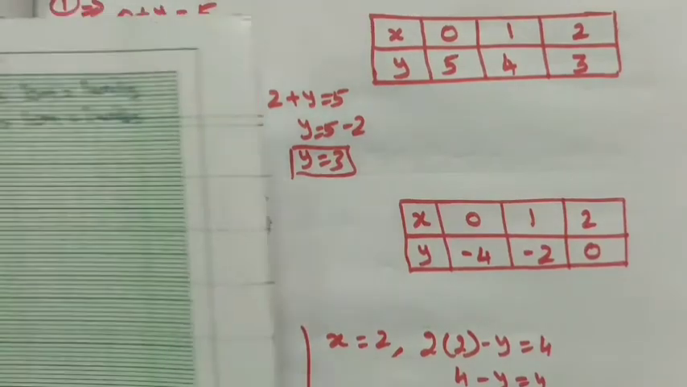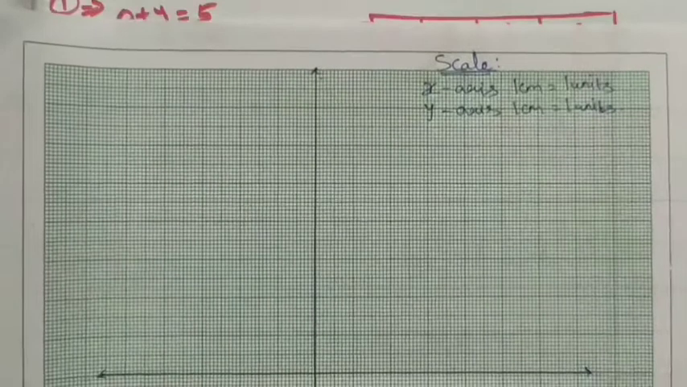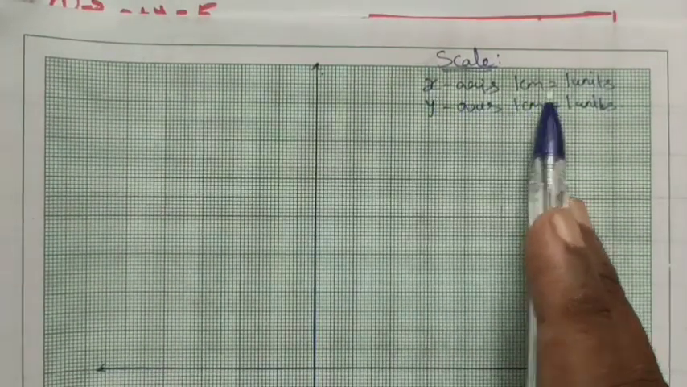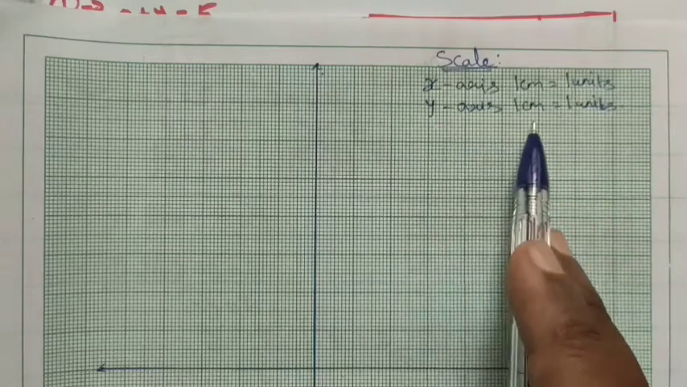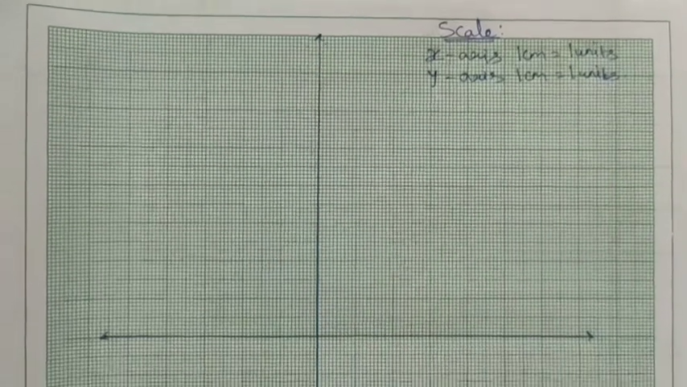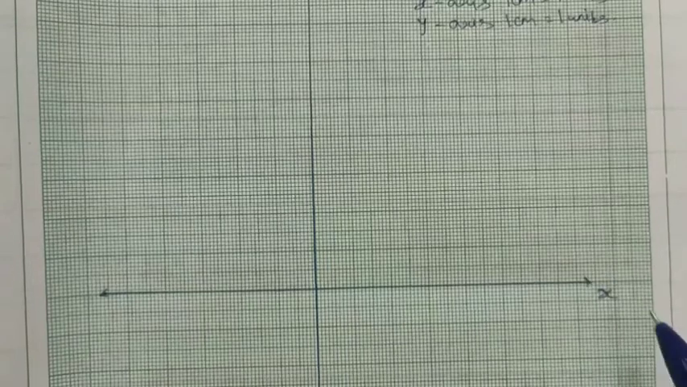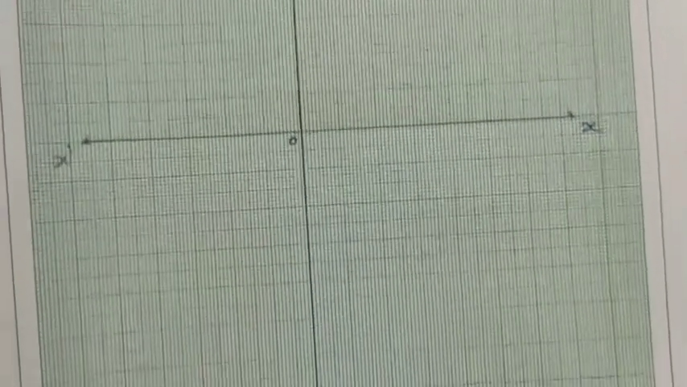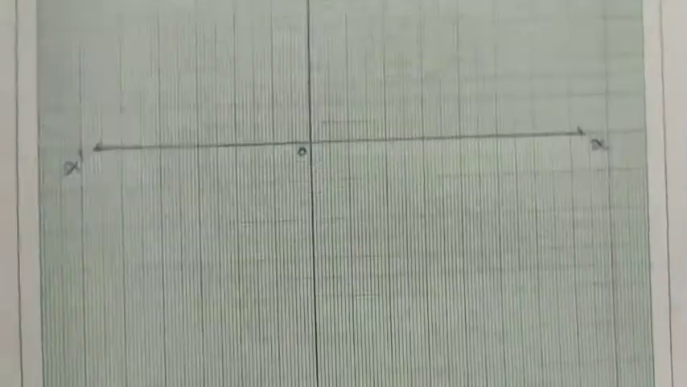Next, to draw the graph, I take the graph here. For the graph, let me take the scale as x-axis 1 cm equal to 1 unit and y-axis 1 cm equal to 1 unit. This is x, this is x dash, and this is the origin, and here we have y dash, and this is y.